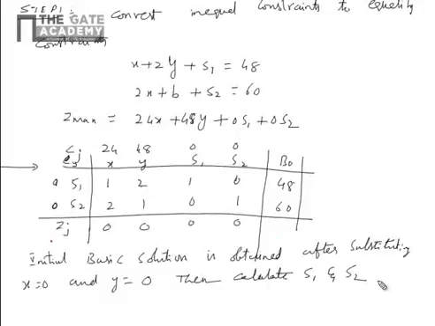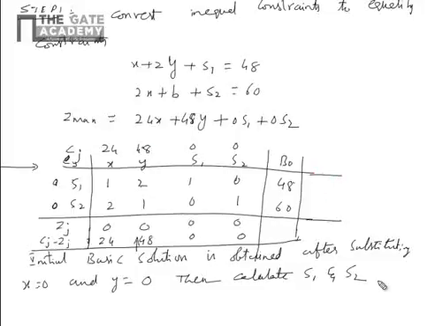Then calculate Cj minus Zj. If Cj minus Zj are all negative values, then you can stop the solution. If there is any positive value, then you can improve the solution. So here positive values are there, so for the higher positive value you enter the variable. So y has the higher positive value, so enter y into the solution.